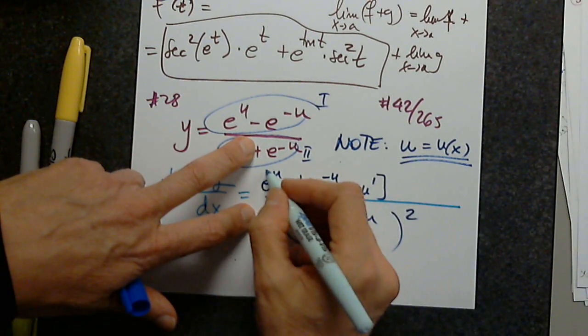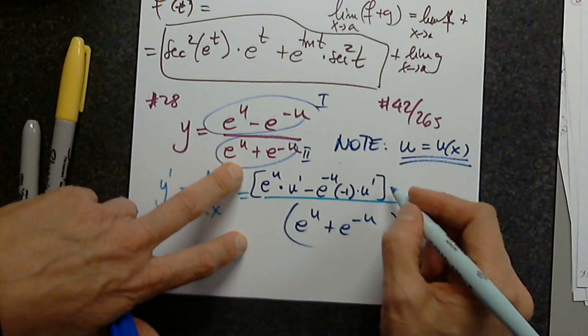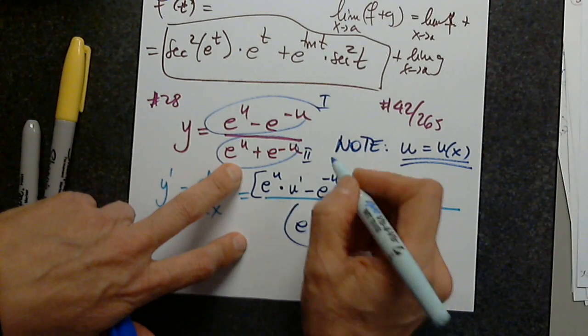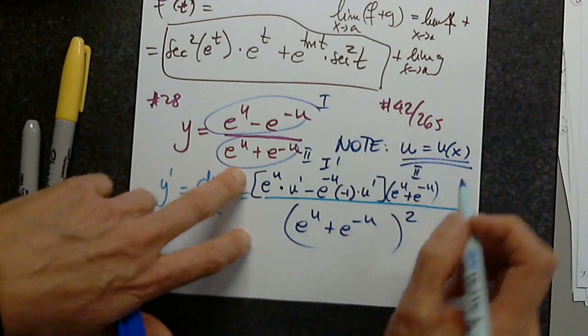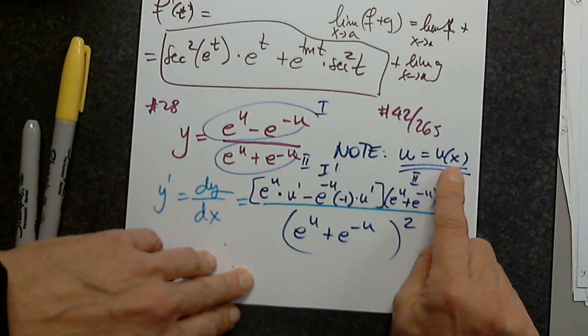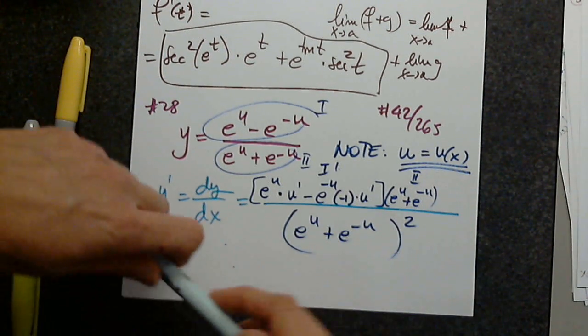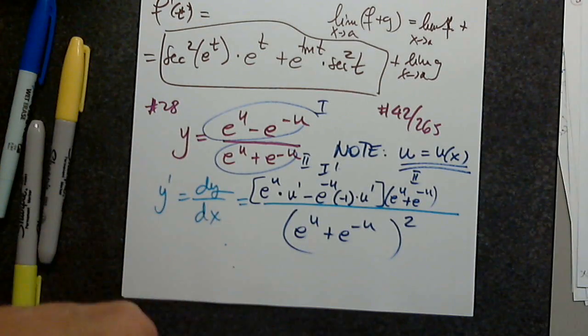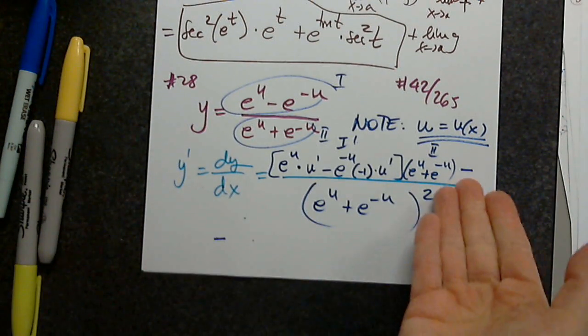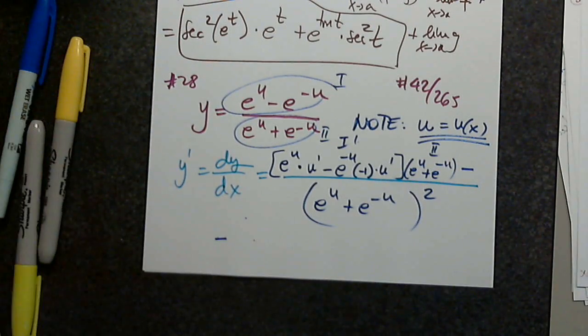So all this multiplied by the denominator. So e to u plus e to negative u. So this was 1 prime times 2. Yes? In this case, are you treating u as a function of x? Yeah. Okay, and then now minus, right? Forgive me, of course, I ran out of room, so this should be continuing here, right?